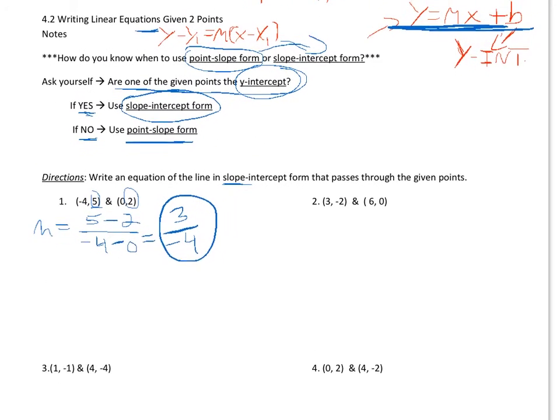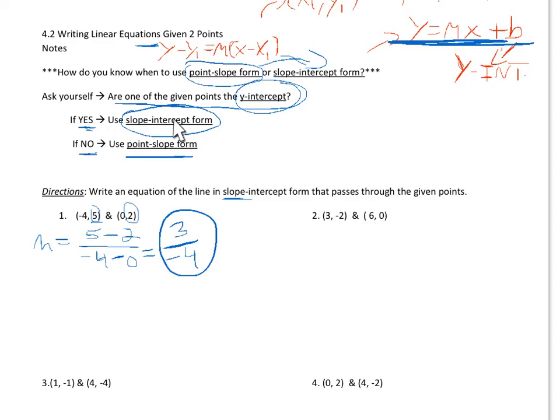Then I go back to the main question: is one of the points given the y-intercept? What does y-intercept mean? It means that the point has to intercept the y-axis. If I graph the point (0, 2), I go up 1, 2, and this is where it hits the y-axis. So the answer for number 1 is yes, and I can go right to slope-intercept form.